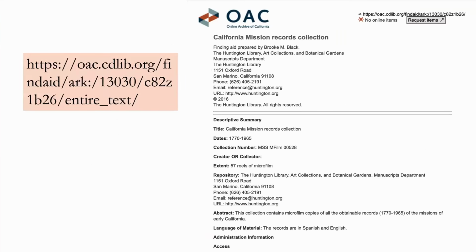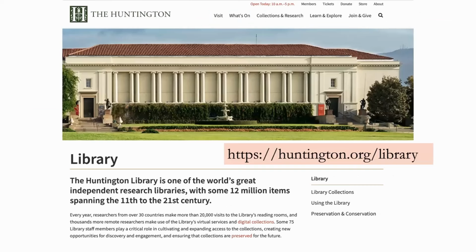So here's the California Mission Records collection. The Mission Record collection happens to be in the Huntington Library, which is the most prominent collection of Western Americana. I don't know if you've ever visited the Huntington, but it's a very impressive place to visit. And the Huntington Gardens that surround it are also magnificent, and for me, have been one of the highlights of my trips to the Los Angeles area.